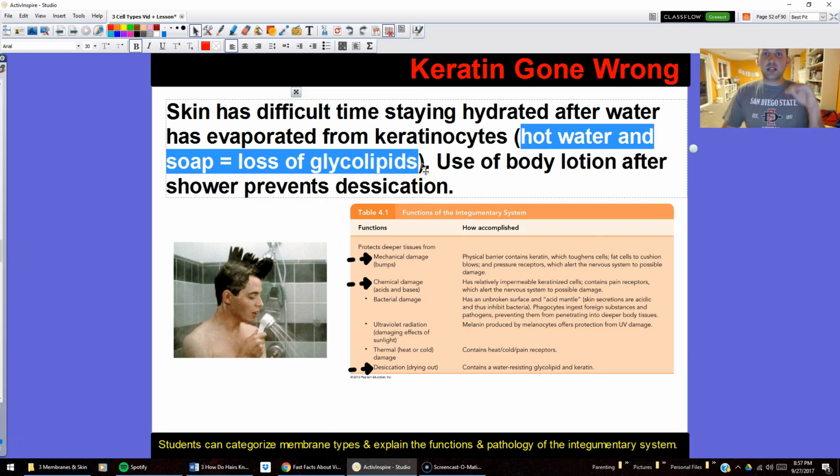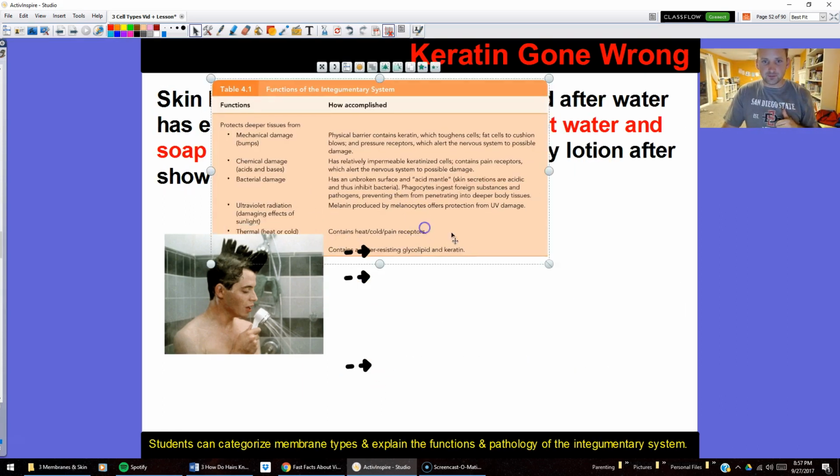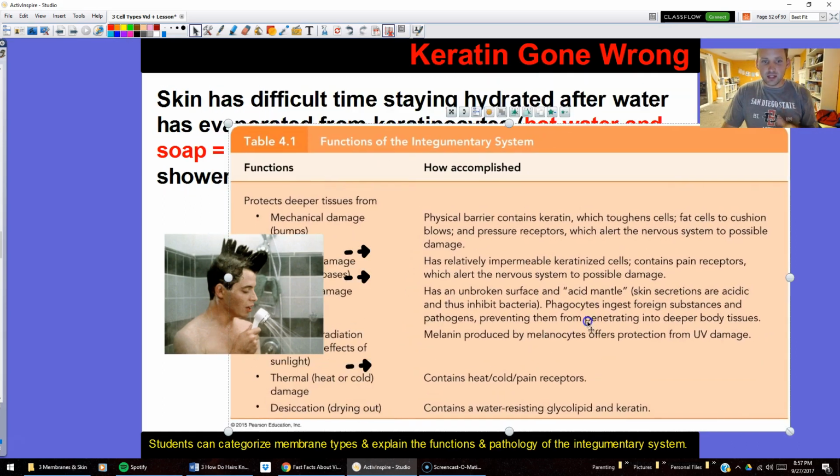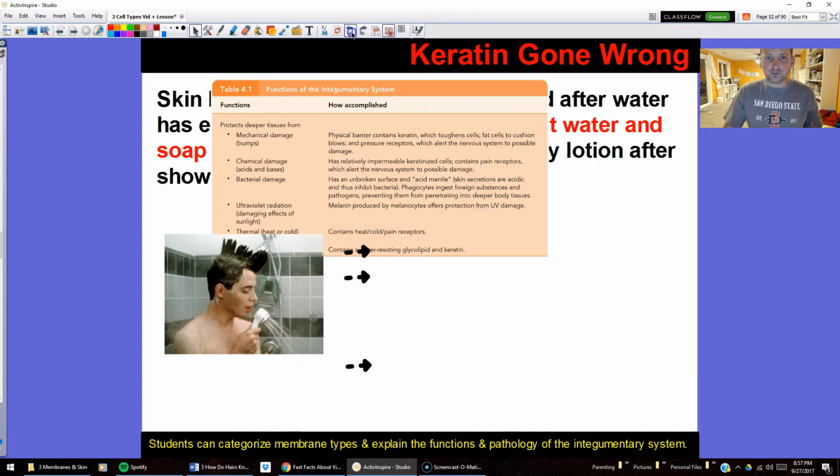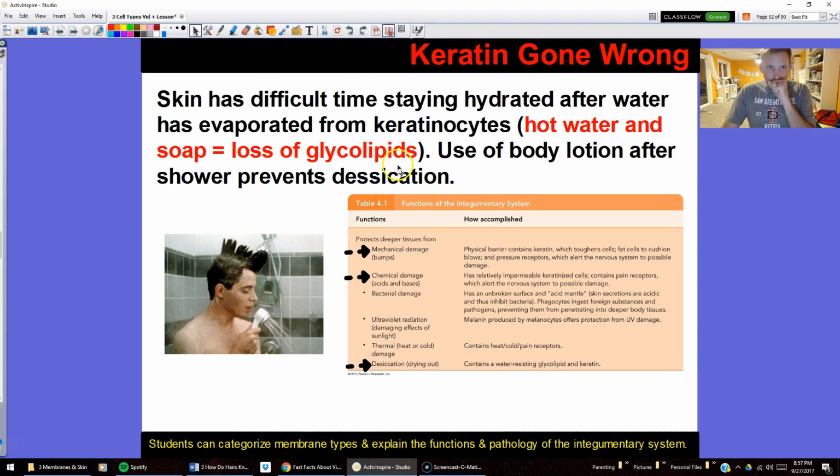Desiccation, I would write this down. Desiccation, which is right here, bigger. Desiccation right here is the drying out of your skin. So moisturizing prevents desiccation. So keratin does it, sebum does it, and bam, that's that function right there.